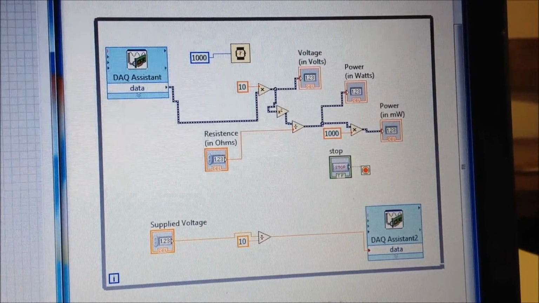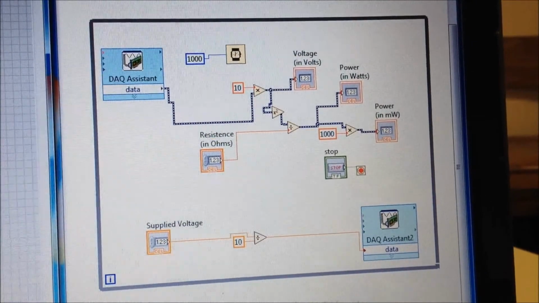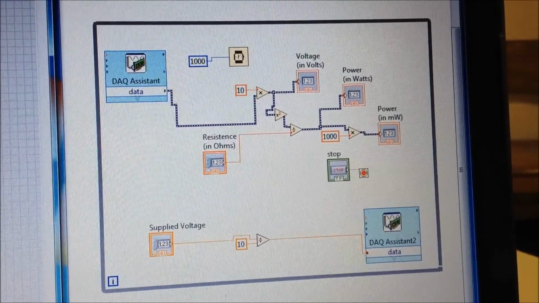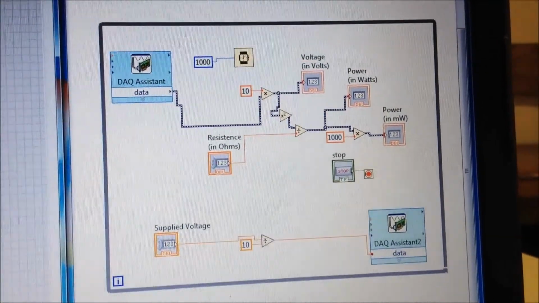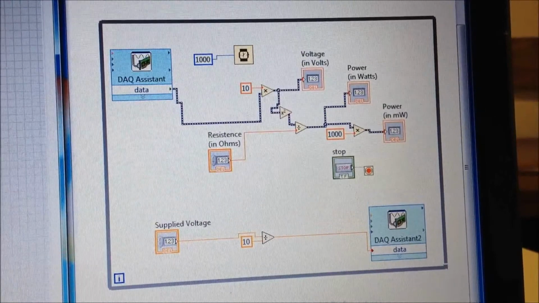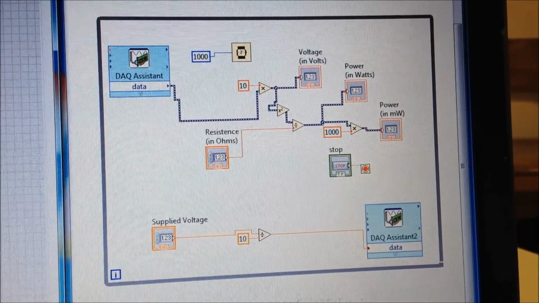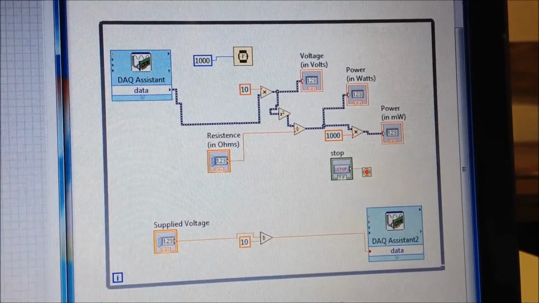Then you want to take voltage squared divided by resistance, which equals power, and then it might be useful to find milliwatts in this case as well, because a lot of the powers measured here are quite small.